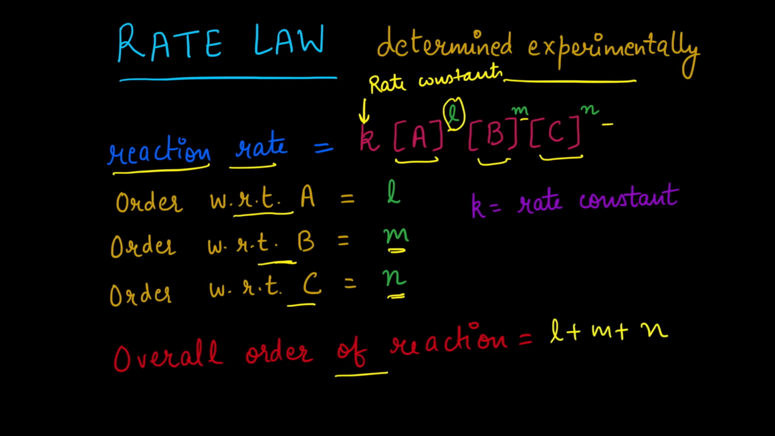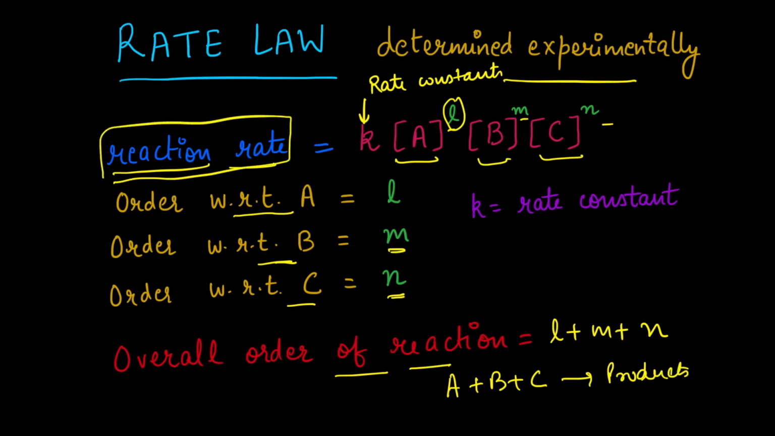So one of the important points you need to know is you cannot determine the order of reaction just by looking at the reaction. Let's say I write A plus B plus C is forming products. You cannot write the order unless you know the reaction rate of this reaction. So if we know the reaction rate, we can tell what is the order of this reaction with respect to individual reactants. That is, for A it is l, for B it is m, and for C it is n.